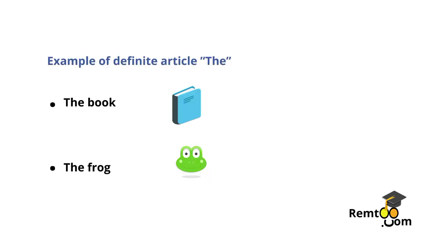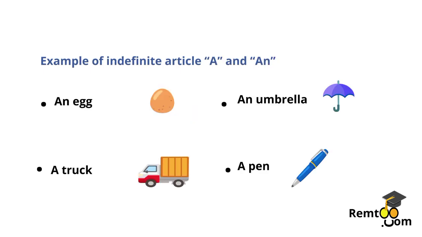Example of definite article: the book, the frog. Example of indefinite articles, a and an: an egg, an umbrella, a truck, a pen.